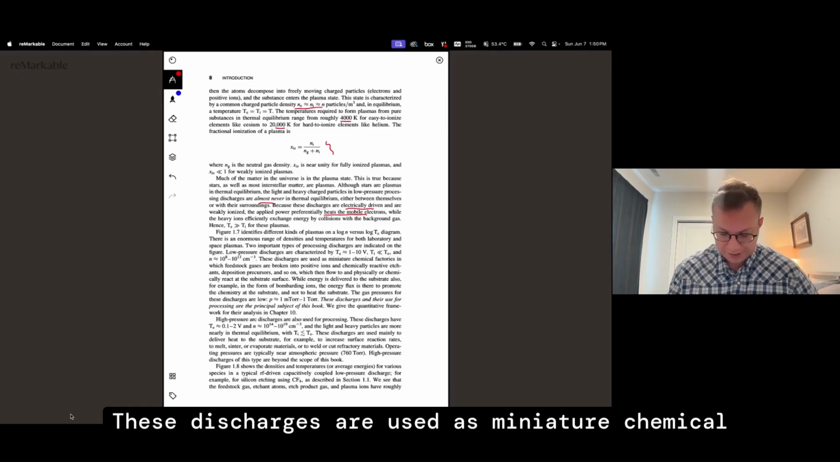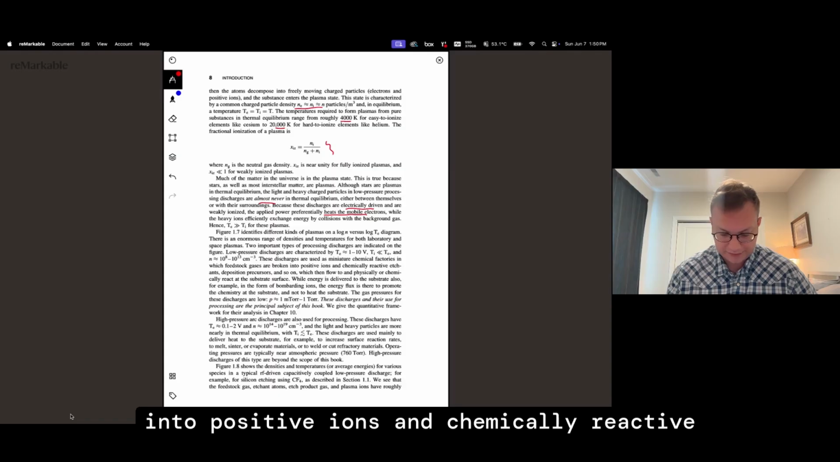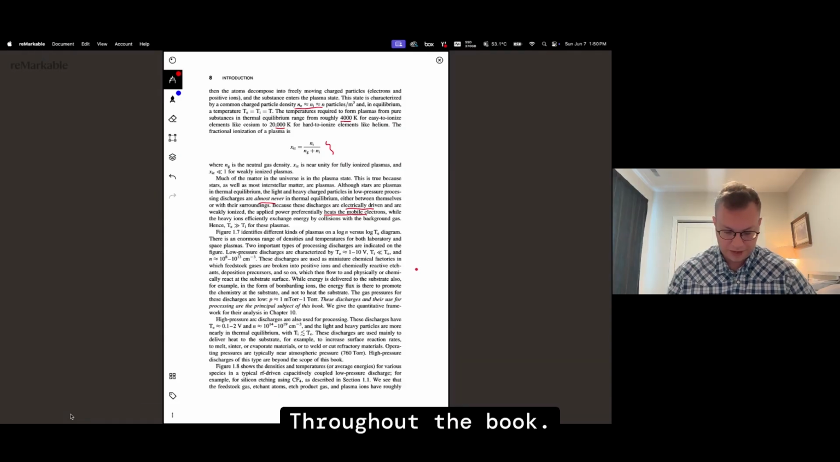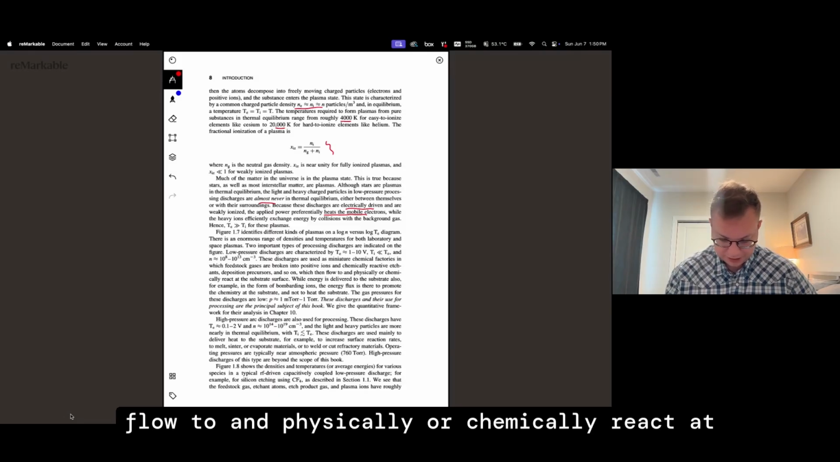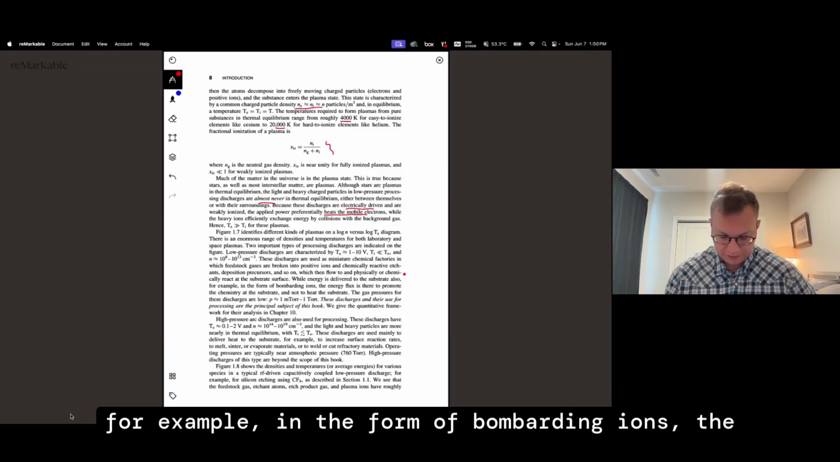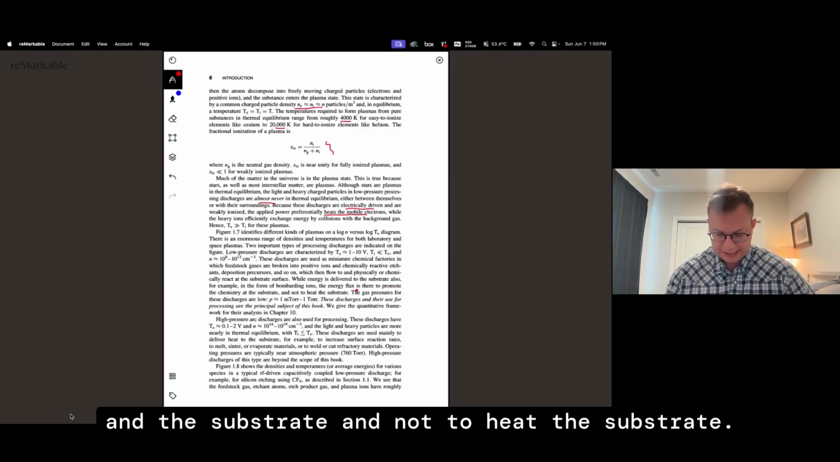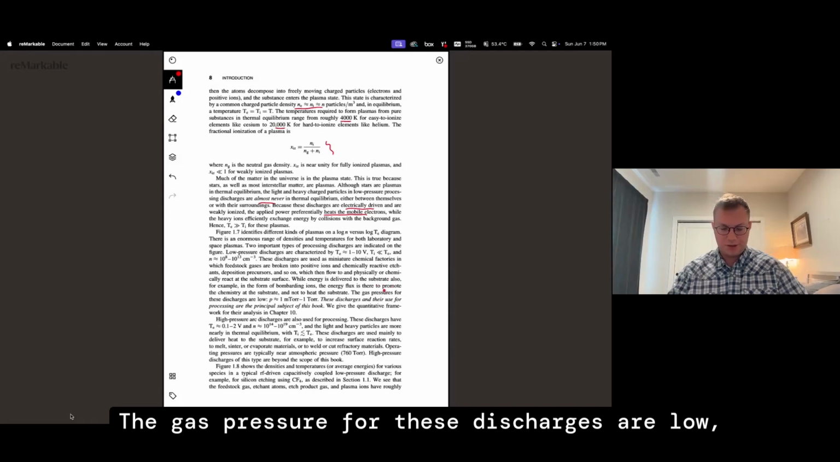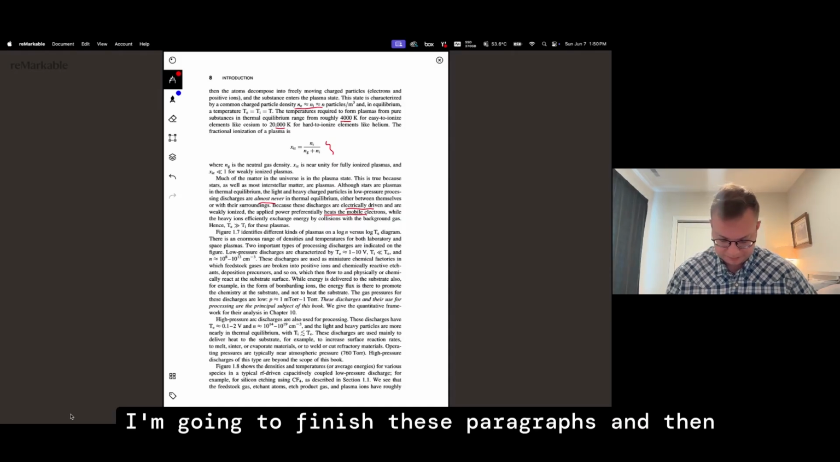These discharges are used as miniature chemical factories in which feedstock gases are broken into positive ions and chemically reactive etchants, which I'll call radicals throughout the book. So deposition precursors and so on, which then flow to and physically or chemically react at the substrate surface. While energy is delivered to the substrate also, for example in the form of bombarding ions, the energy flux is there to promote the chemistry at the substrate and not to heat the substrate. The gas pressures for these discharges are low, between 1 millitorr and 1 torr. These discharges and their use for processing are the principal subject of this book. We give the quantitative framework for their analysis in chapter 10.